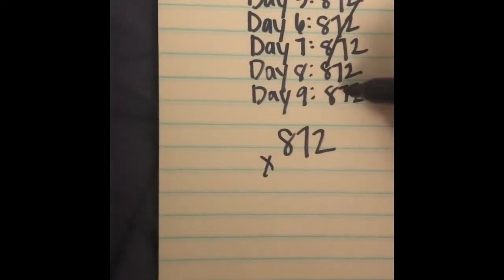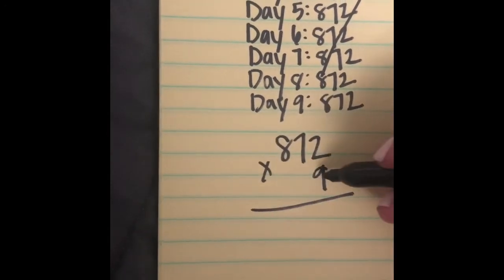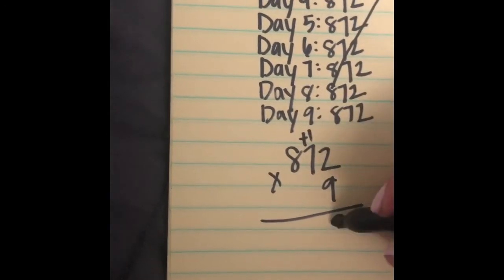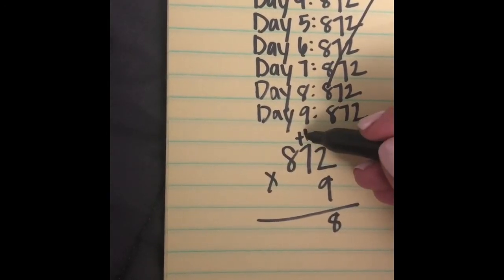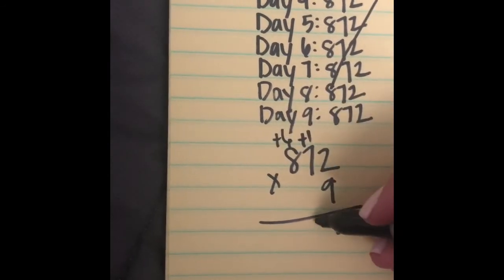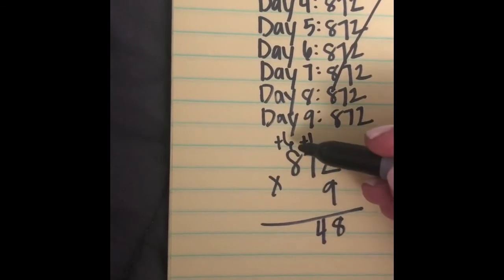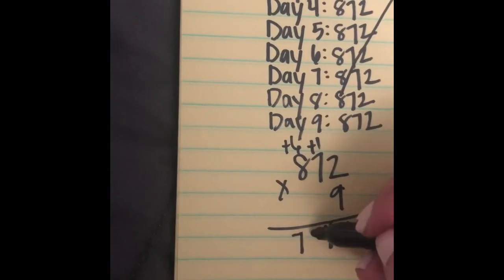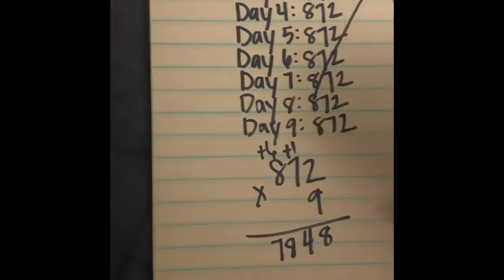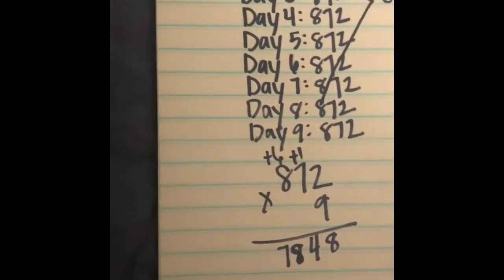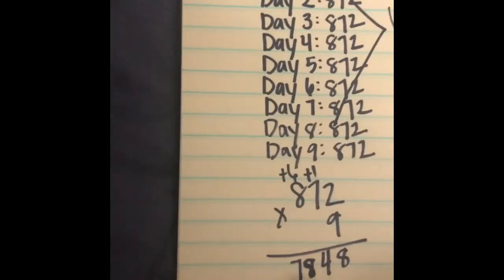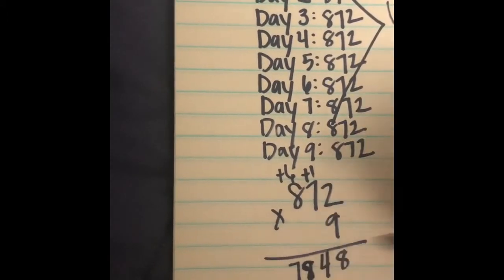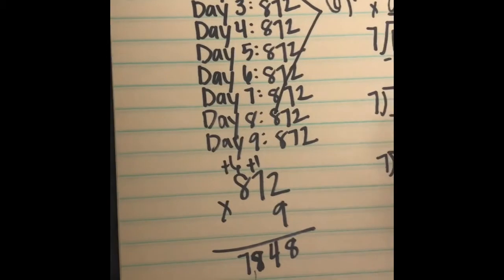872 times, and we have 9 days. 9 times 2 is 18. 9 times 7 is 63, plus 1 is 64. 9 times 8 is 72, plus 6 is 78. So he can drive 7,848 miles in 9 days.